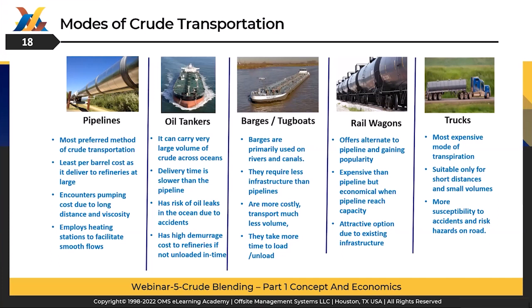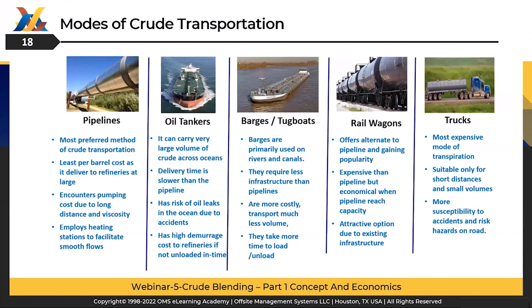However, it encounters pumping costs due to long distance and viscosity, and it has to have intermediate pumping stations and heating stations to facilitate smooth flow. Oil tankers are large. They can carry very large volumes of crude across oceans, but delivery time is slower than the pipeline for obvious reasons. There is a risk of oil leaks in the ocean due to accidents, and a high demurrage cost to the refineries if they are not loaded in time due to unavailability of a tank or whatever reason.